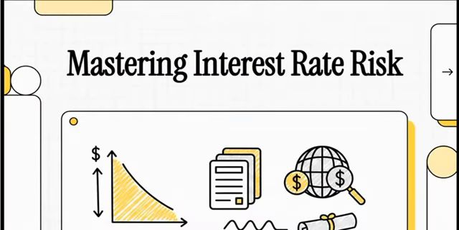Welcome back to The Explainer. Today, we're tackling an absolute monster in the fixed income section of the CFA Level 1 curriculum, interest rate risk. Look, whether you're cramming for the exam or stepping into real-world portfolio management, understanding exactly how and why bond prices fluctuate is absolutely essential. So let's jump right in.